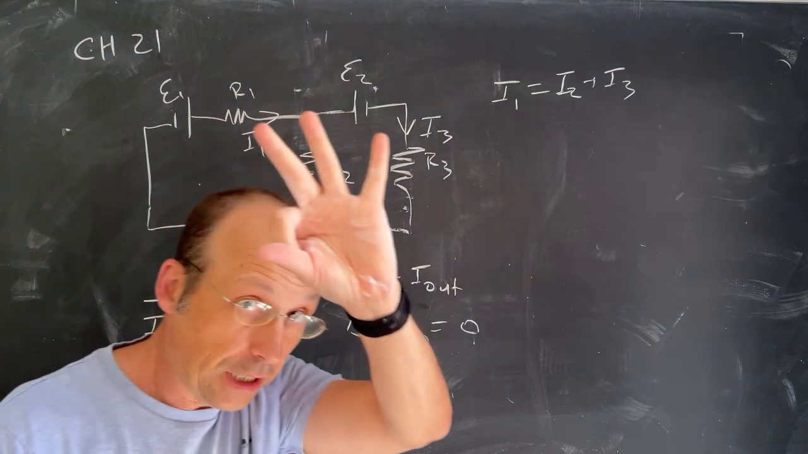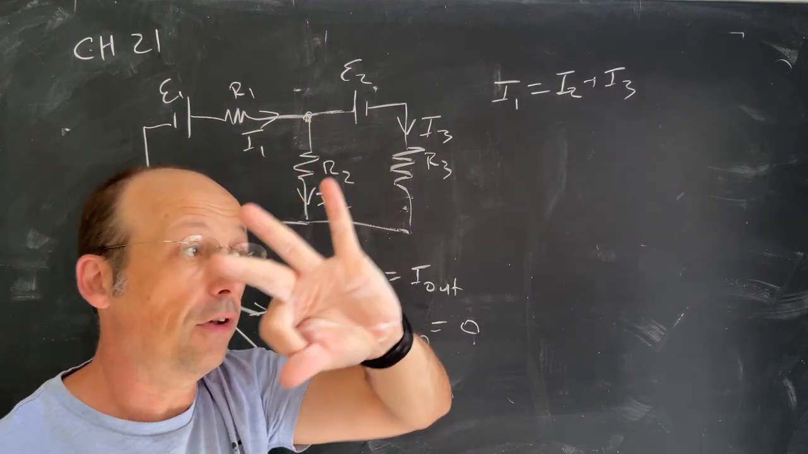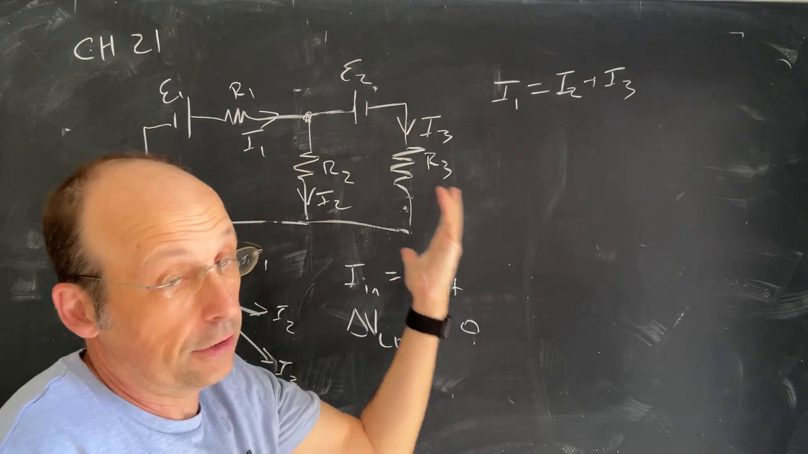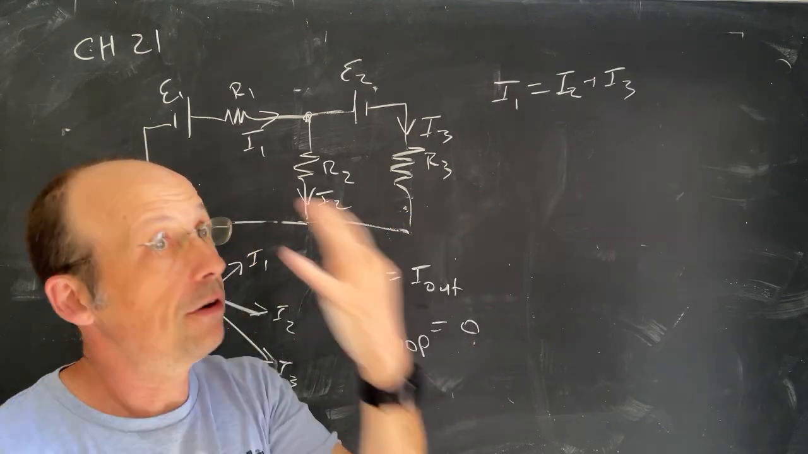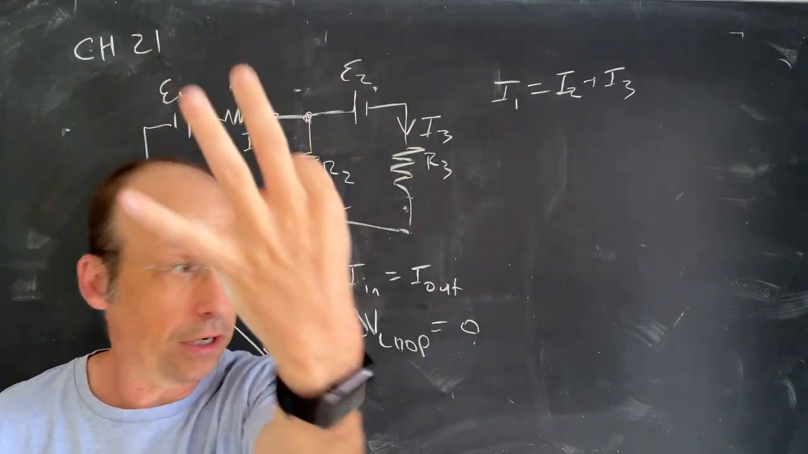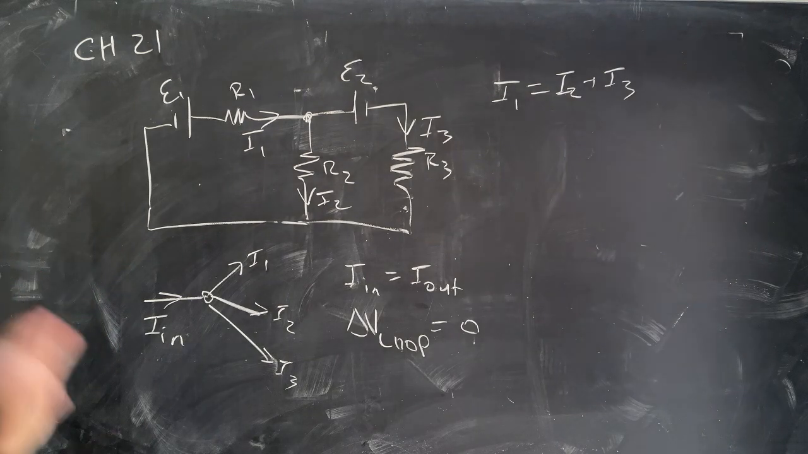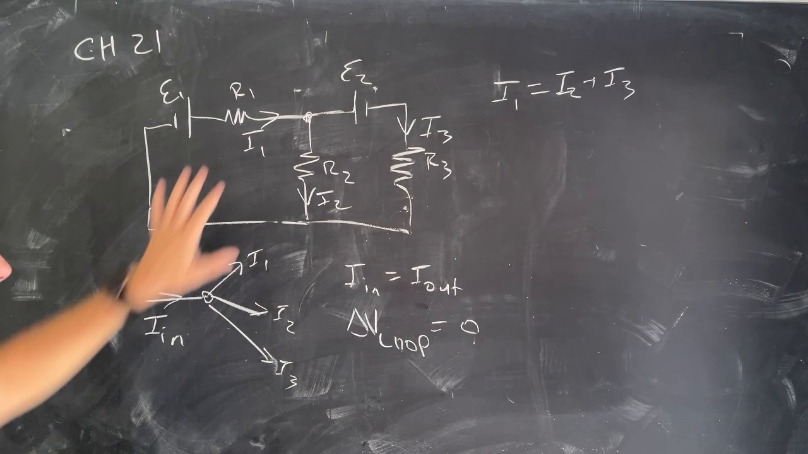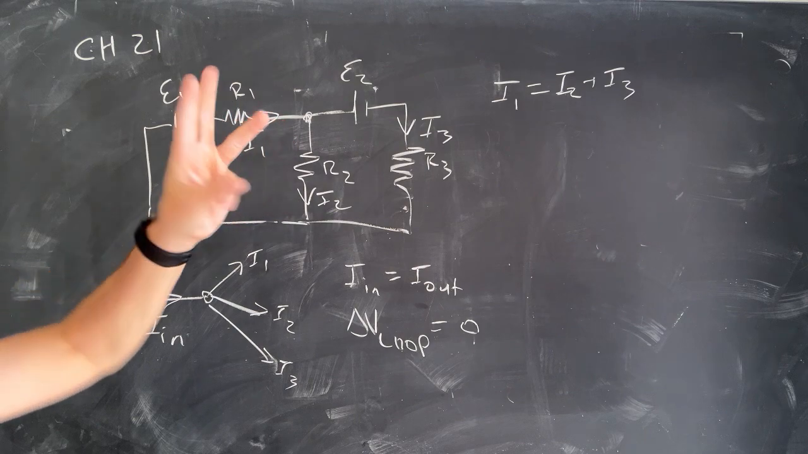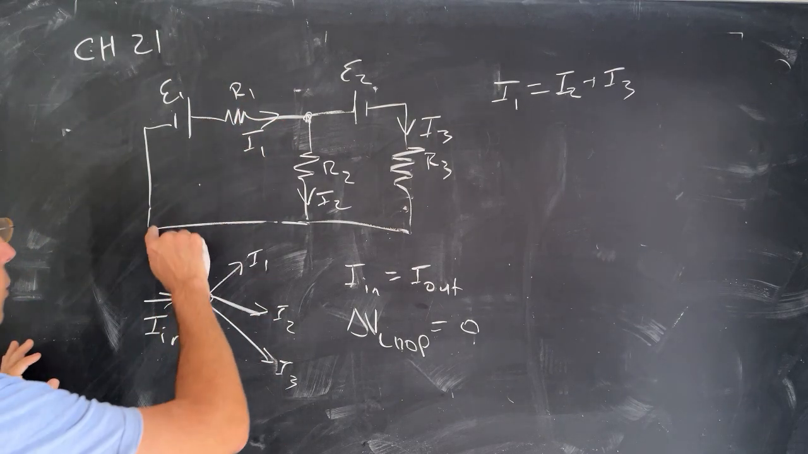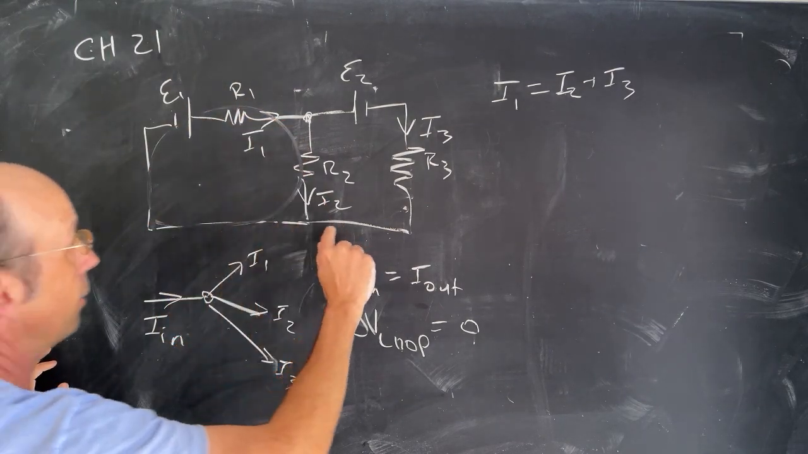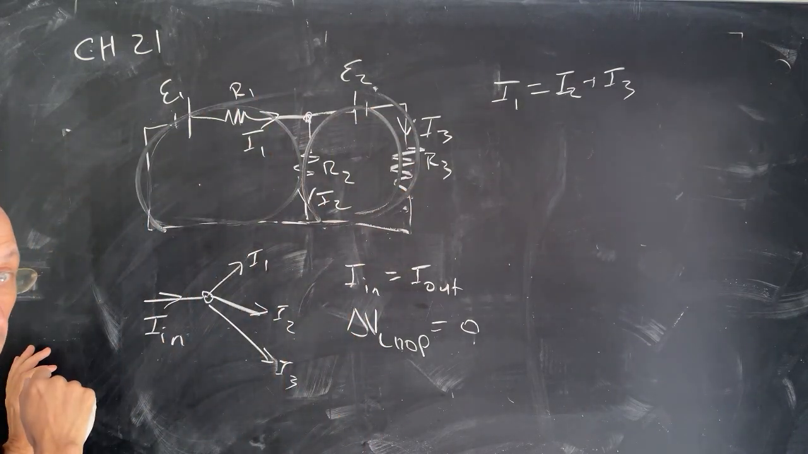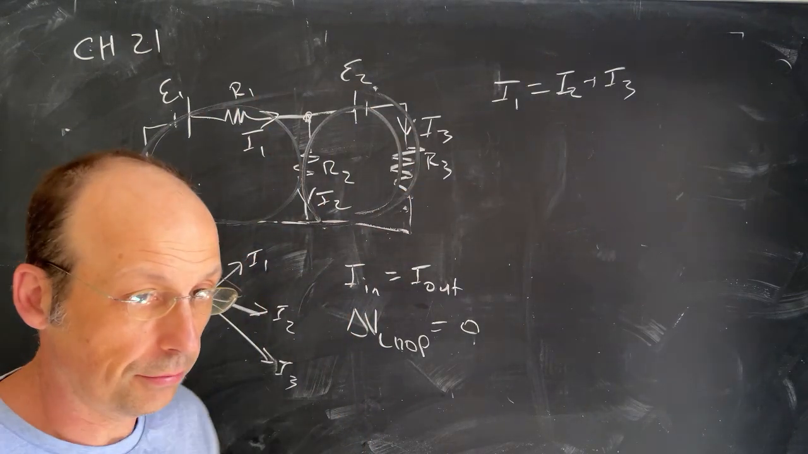Now that has three variables in it. I can't solve that, right? I need to know two of the variables, and I can solve for the third. But in order to solve three variables, I need three equations. I can get two more equations from the loop rule. And in this circuit, there's actually three loops. I could do this loop, I could do this loop, or I could do this loop right here. So you only need two of those loops.